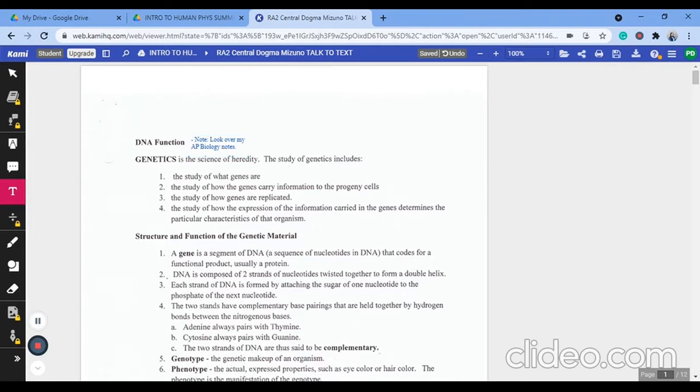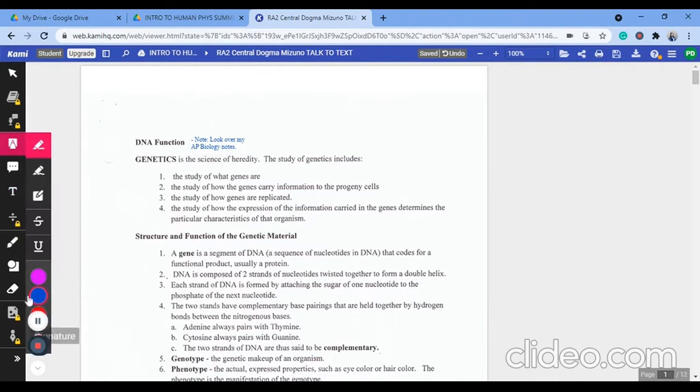So, genetics. Genetics is the science of heredity. The study of genetics includes the study of what genes are, and how genes carry information to the progeny cells. Okay, so I'm not actually aware, I feel like I've heard what progeny cells are, but I forgot the meaning. So I'm going to highlight it in red, so I'm reminded to look over the meaning of progeny cells once I'm done with the annotating process.